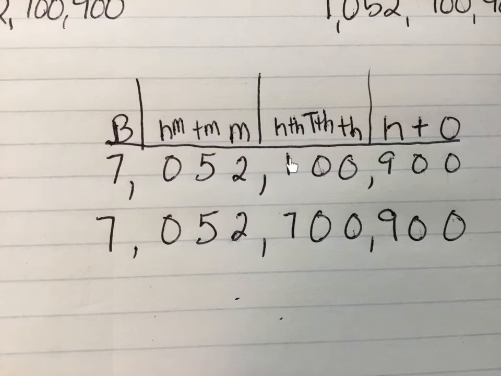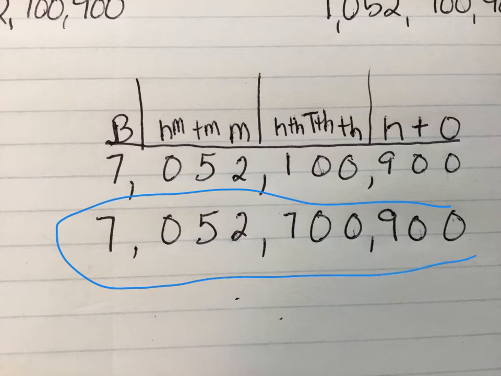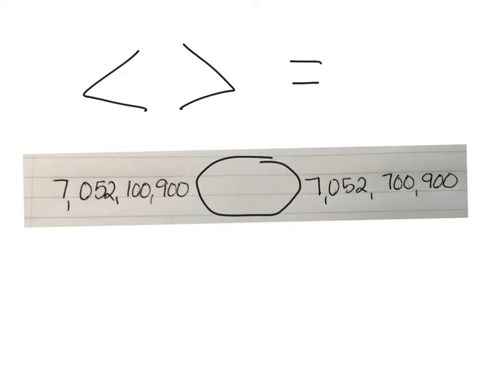So now we go to the 100,000s. Well, here's 100,000 and here's 700,000. Which one of these two is going to be more? Hopefully you said the 700,000 is going to be more. And so when we go back to our alligator comparison, we can see that this 700,000 is going to be way bigger than this 100,000.